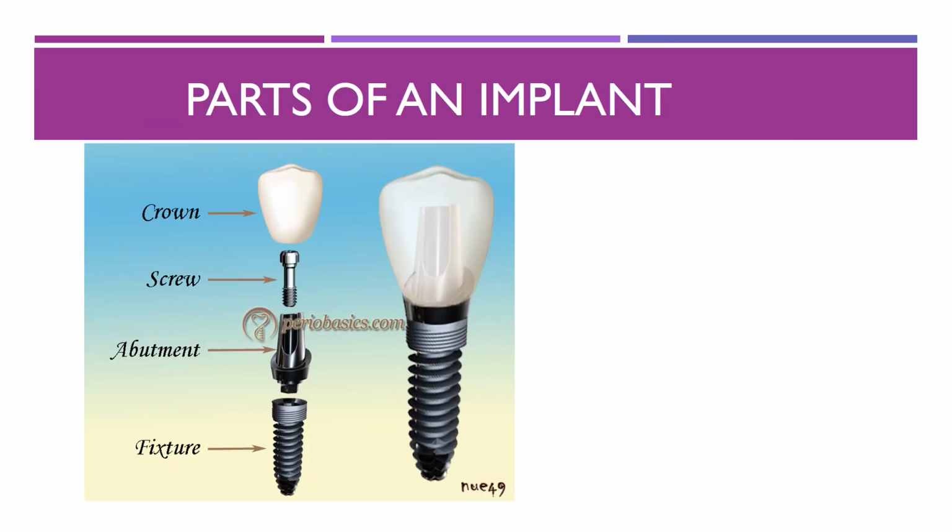So coming to the parts of an implant, you can see in this picture the parts of an implant. Starting from the apical point, there is the fixture, the implant body that is getting inserted into the bone. And the above part, there is the abutment for supporting the crown. And then it is getting attached to the implant body with this screw that is called the cover screw. And then comes the crown part which is seen outside. So these are the parts of an implant.